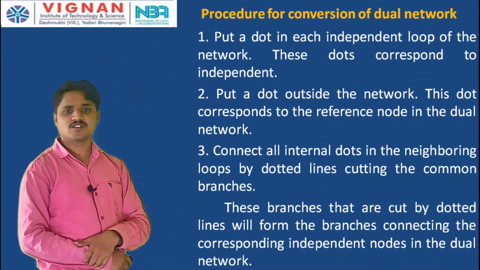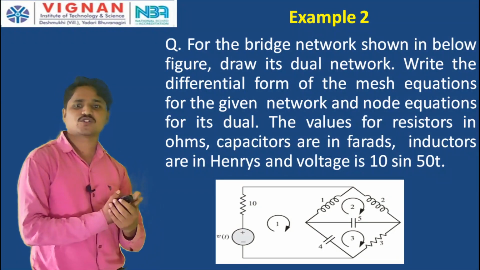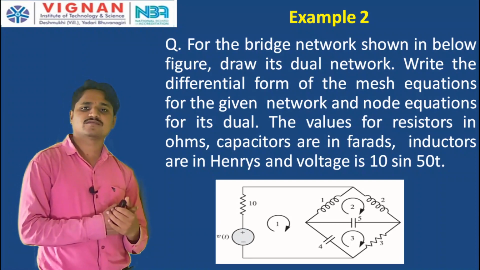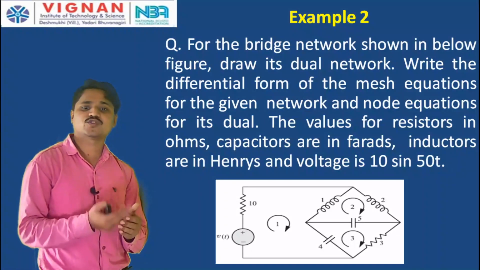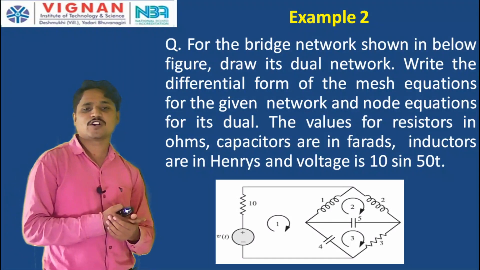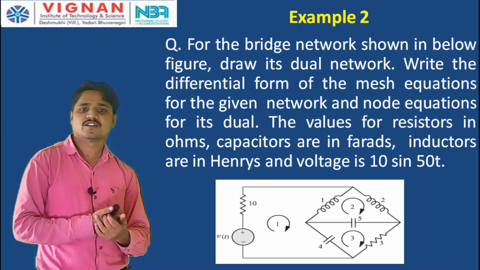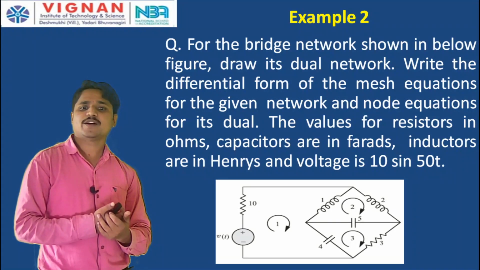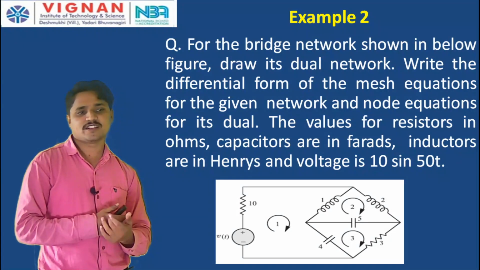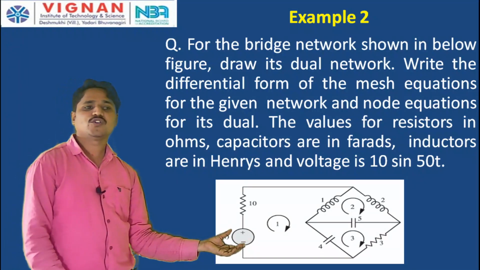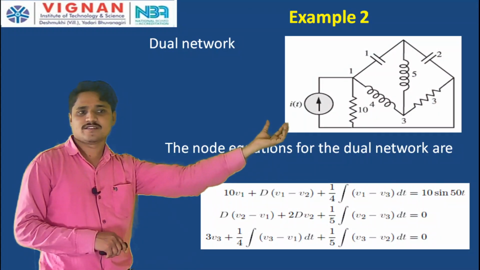Instead of reading the procedure, I have taken one example problem to explain it. For the bridge network shown below, to draw its dual network, write the differential form of the mesh equations for the given network and the node equations for its dual network. Once you draw the dual network for the given network, we have to write the node equations. The resistors are in ohms, capacitors in farads, inductors in henries, and the voltage is 10 sin 50t. We have to draw the dual network for this network. See this dual network; this is the dual network for the given network.